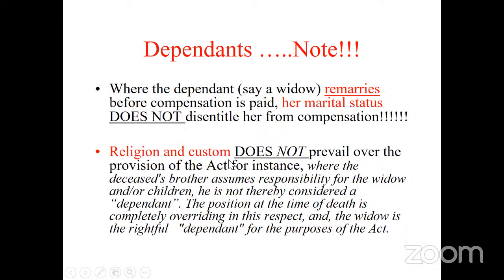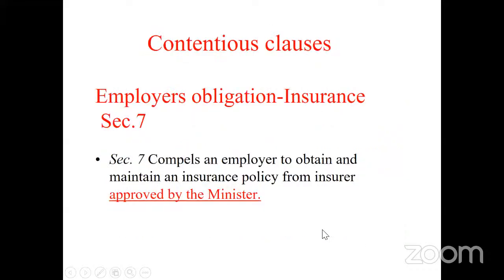And then religion and custom do not prevail over the provision of the act. For instance, where the deceased's brother assumes responsibility for the widow or the children, he is not thereby considered a dependent. The position at the time of death is completely overriding in this respect, and the widow is rightfully dependent for the purposes of this act.